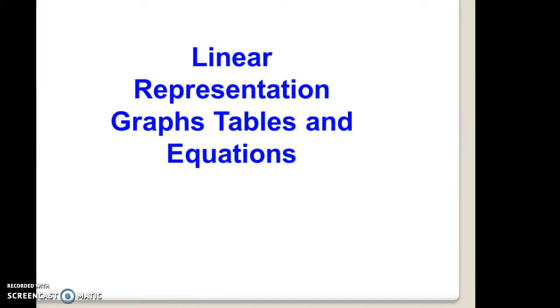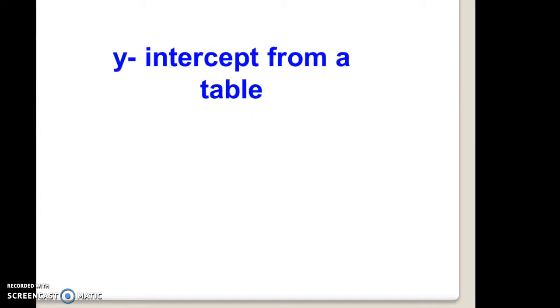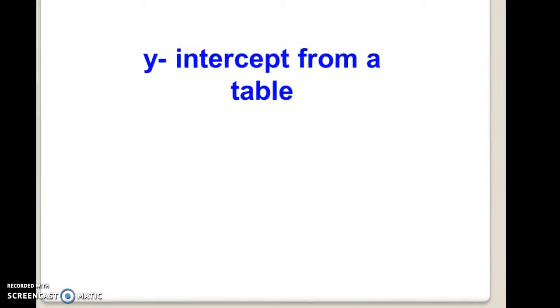Alright class, this lesson is going to be a combination of linear representations for graphs, tables, and equations. I'm going to go over the graphs and the equations at the end because that's going to be a review. But the tables, we're going to talk about the y-intercept. Go ahead and set up your notebook. You're going to set it up as y-intercept from a table.